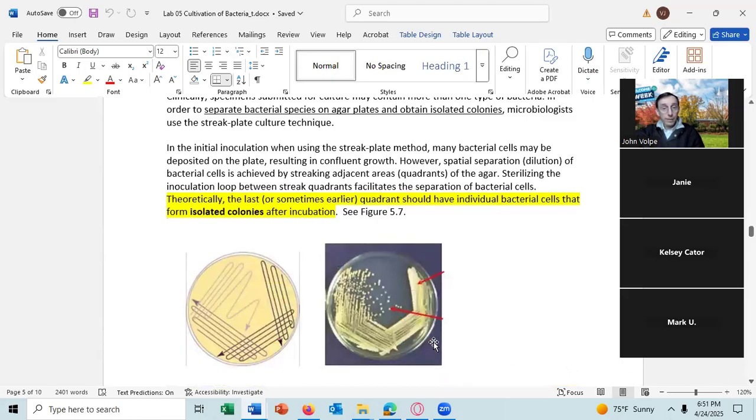So theoretically, when you're streaking out a culture, someplace, either in the first quadrant, the second quadrant, the third quadrant, or the fourth quadrant, someplace you'll be putting down isolated cells, which will then grow up into isolated colonies. And if you do that 2 times, get your cells that go through 2 colony isolation events, you will most likely have a pure culture. And here we're seeing streaking on a plate. This is not quite correct, but it's close enough.